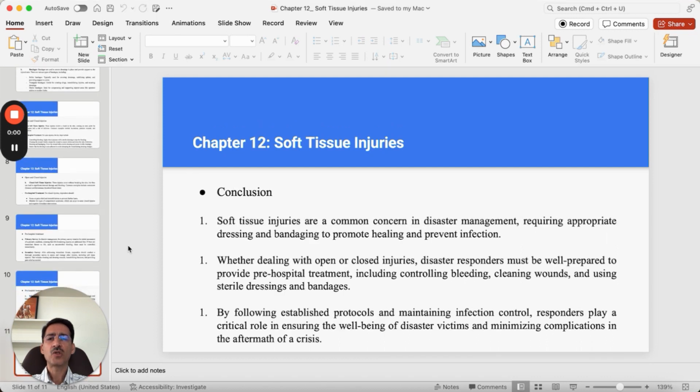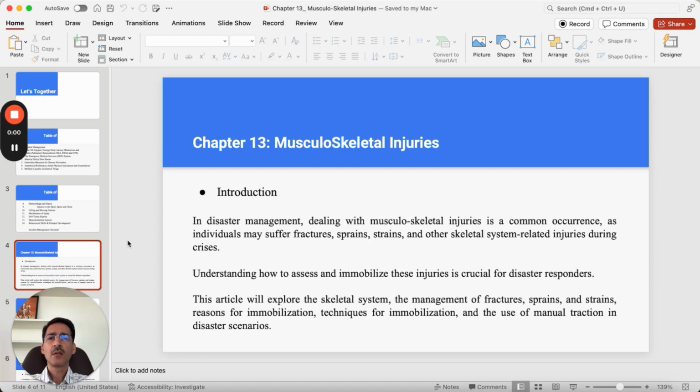Let's conclude. Soft tissue injuries are a common concern in disaster management, requiring appropriate dressing and bandaging to promote healing and prevent infection. Whether dealing with open or closed injuries, disaster responders must be well prepared to provide pre-hospital treatment, including controlling bleeding, cleaning wounds, and using sterile dressings and bandages. By following established protocols and maintaining infection control, responders play a critical role in ensuring the well-being of disaster victims and minimizing complications in the aftermath of the crisis.